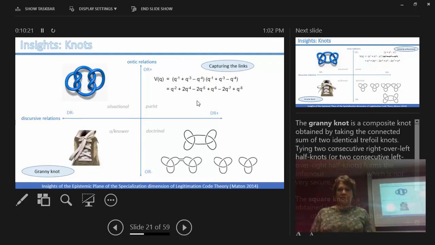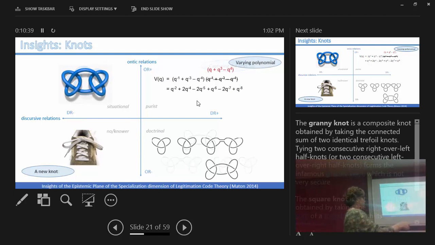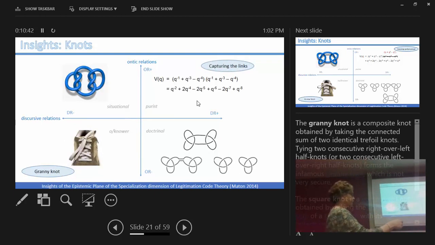So putting this all together, you have that this knot here, which is a granny knot, is a composite of two knots. So you take this picture, you cut it, you pull it apart, and you get two composite knots here that are exactly the same. And when you multiply those two things together, you get another polynomial which captures the fact you have 6 links here, and you can get a different kind of picture of this which looks a little bit closer to the actual knot.